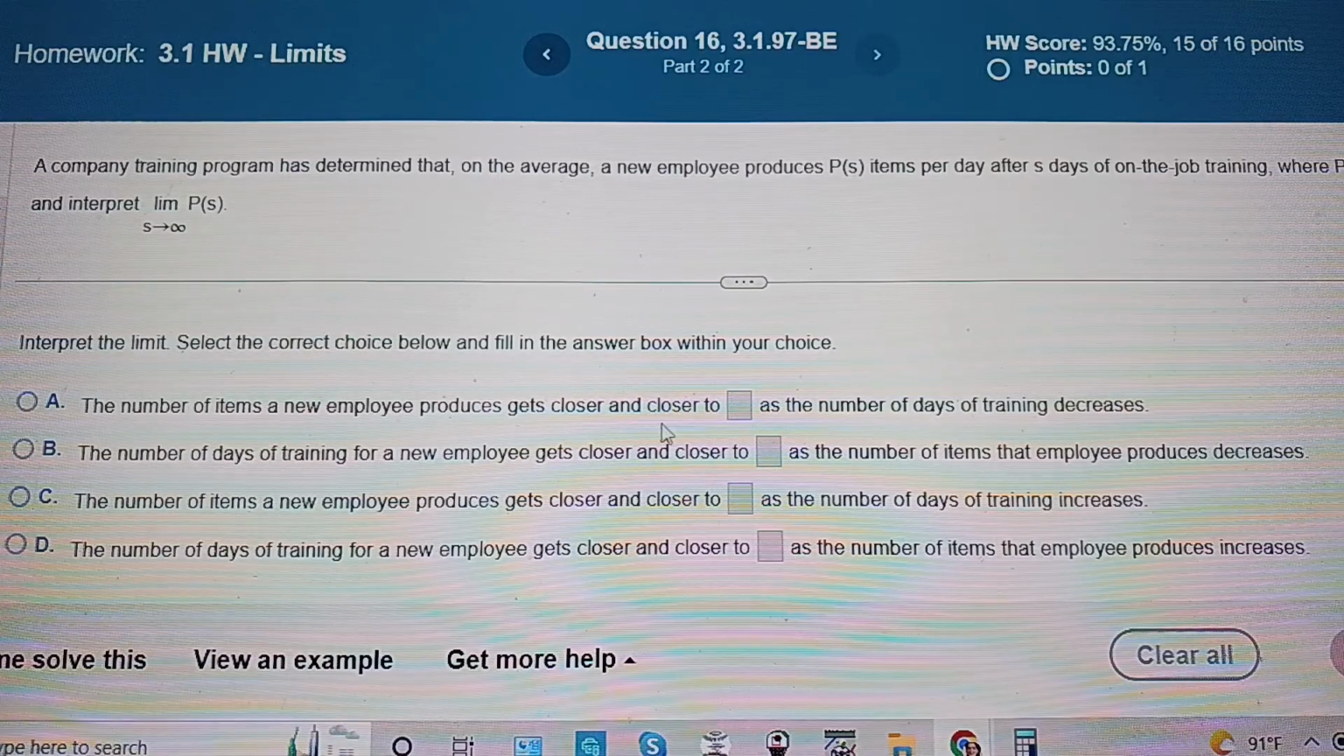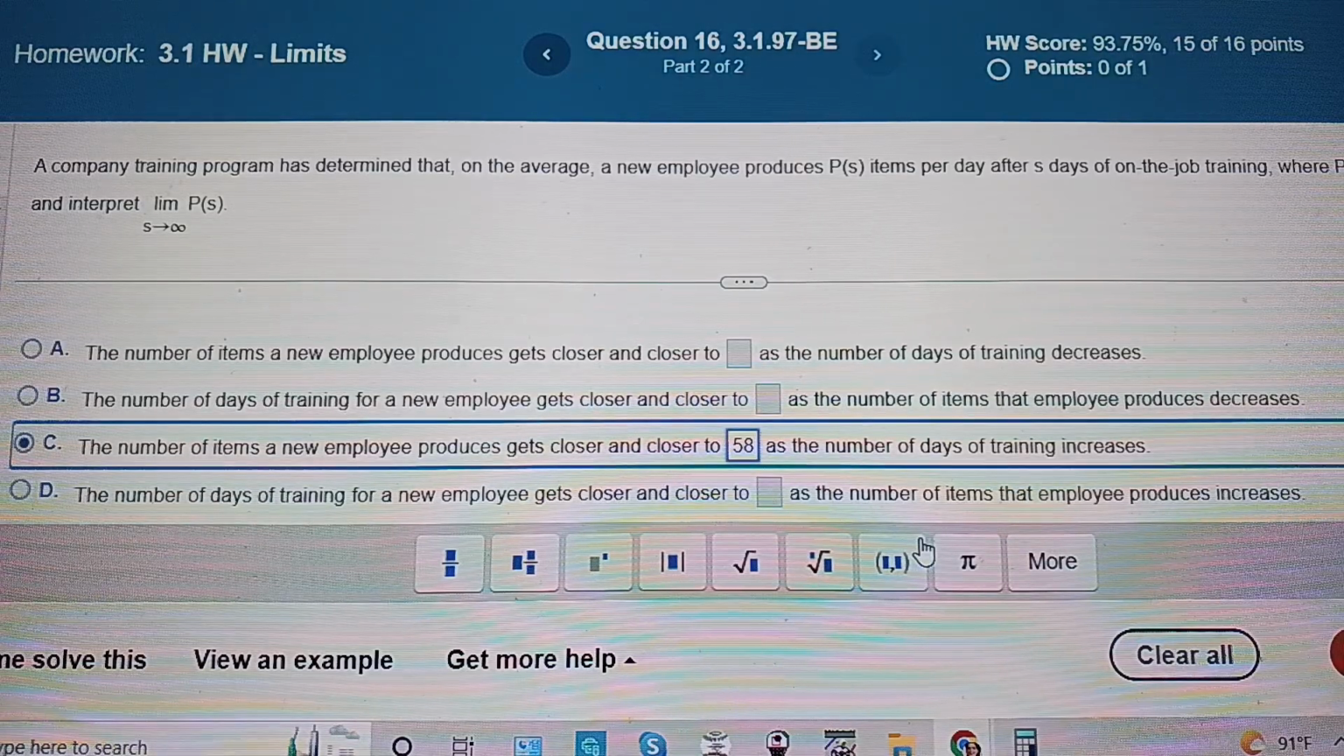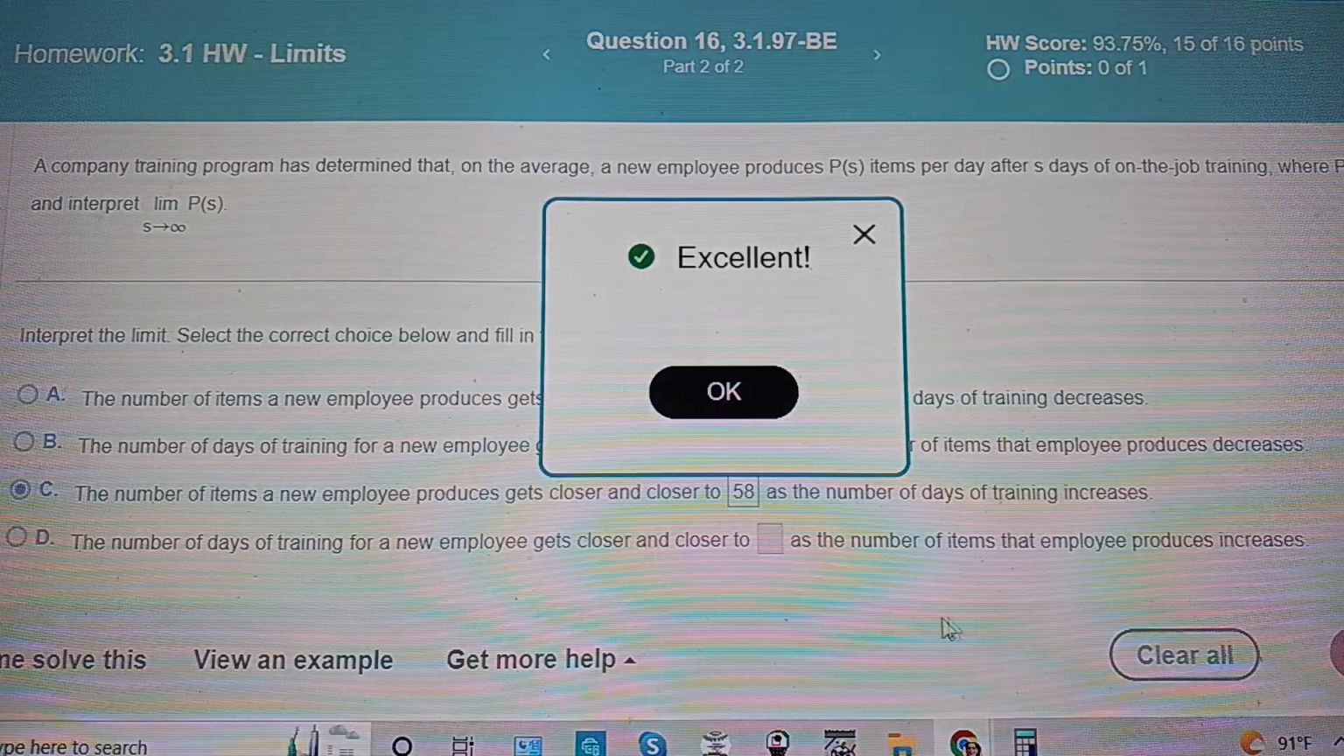So the first answer is wrong because it says the number of days of training decreases. No, positive infinity is increasing. The number of items that a new employee produces, that's what P(S) is about, is the Y value. The Y value is getting closer and closer to 58 as the number of days, which is the X value, increases forever. Now, nobody can work for an infinite number of days, but they're just saying as that gets larger and larger. So in other words, an expert at their job, the best they could do is make 58 of these things. There's just a limit to how much time in a day you can make these things. So that's 58.